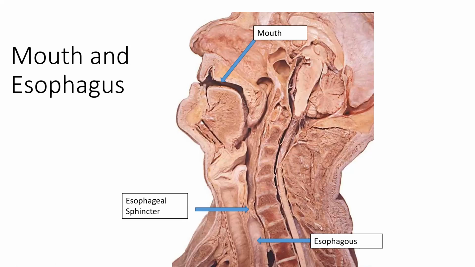The three reflexive actions: the epiglottis closes to protect the airway. This is the epiglottis right here. It flips over. The soft palate and the uvula flip up to close off the nasal cavity. This is the uvula here, and this is the soft palate. And then this sphincter relaxes and opens. As soon as we get food past the esophageal sphincter, it closes again, so it can't come back out. That's not to say it doesn't sometimes, but it usually doesn't open up when we're not expelling food.